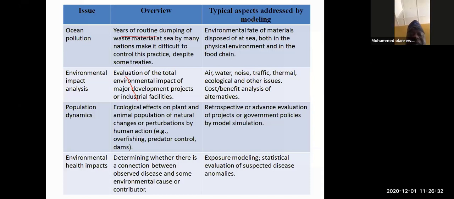Now, population dynamics, overview: ecological effects on plant and animal populations of natural changes or perturbation by human action. Overfishing, predator control, dams, and what have you. A modeler, or a person that wants to work on a PhD, needs to look at retrospective or advanced evaluation of projects or government policies by model simulation.